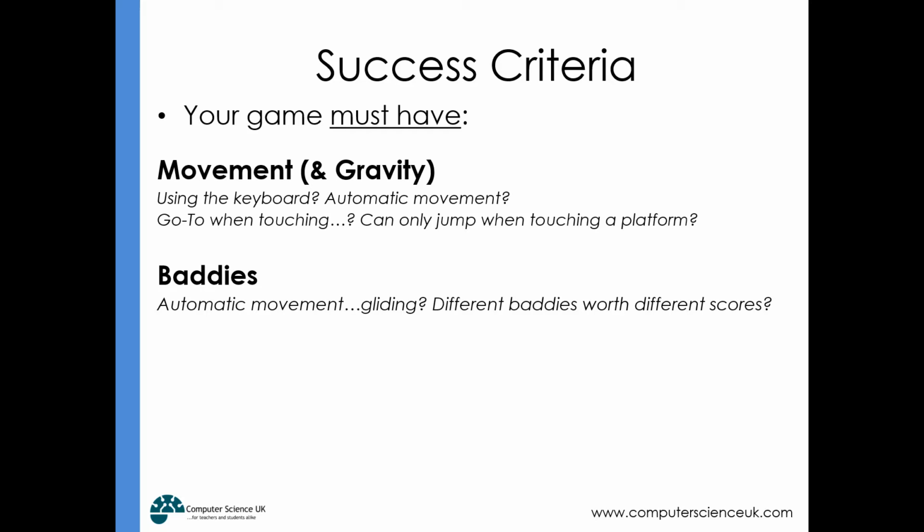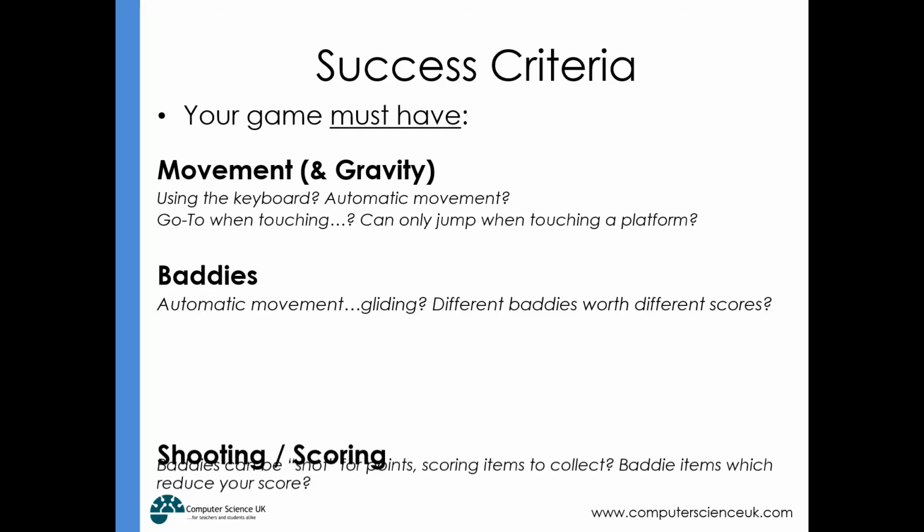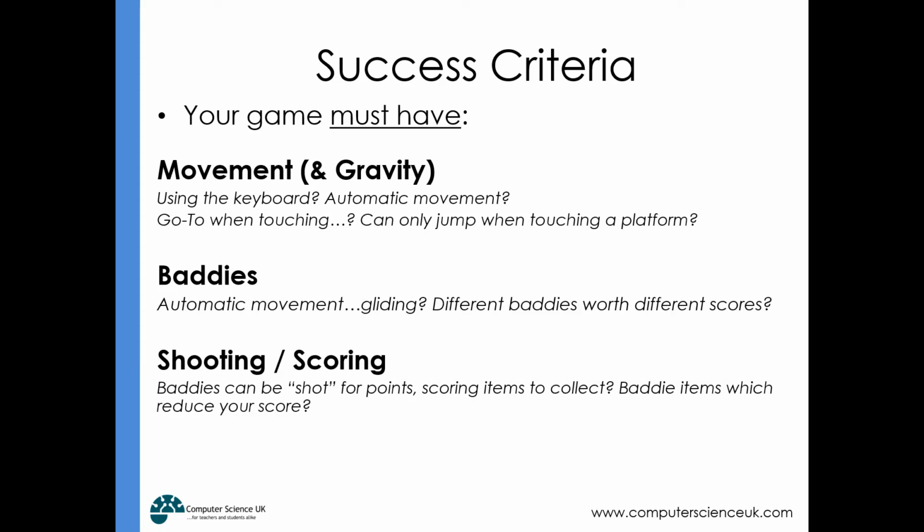Now, when it comes to baddies, we need to have things to avoid in our platform game. So a baddie could be a person, or it could be some object that we need to avoid. And it might be that if we touch one of these baddies, we move back to the start, or our score goes down. But it's up to you. You can design whatever game you want. Shooting, it's got to have a shooter.